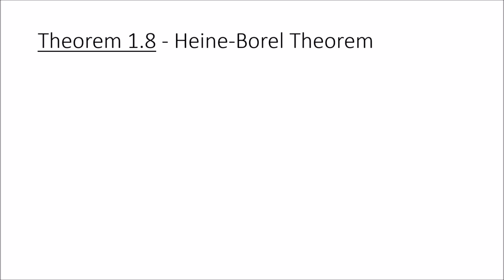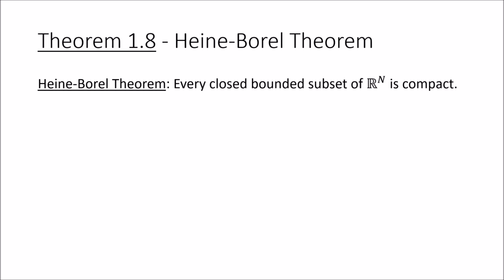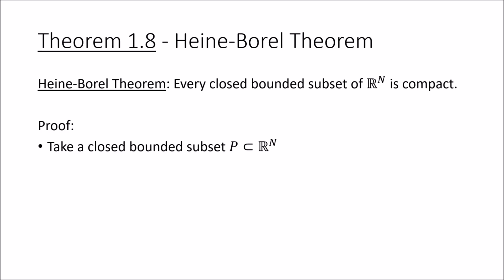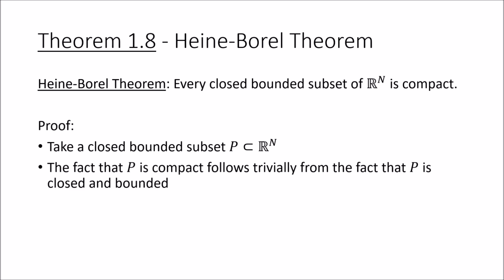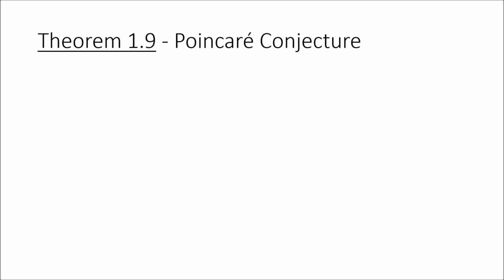Theorem 1.8, the Heine-Borel theorem. The Heine-Borel theorem states that every closed bounded subset of Rn is compact. Proof. Start by taking a closed bounded subset P in Rn. The fact that P is compact follows trivially from the fact that P is closed and bounded. This completes the proof. Theorem 1.9, the Poincaré conjecture.